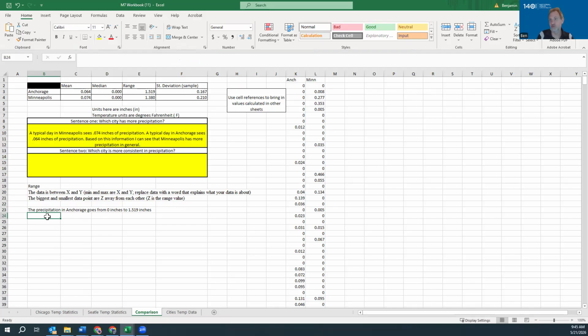Another way to interpret range, I'll do it with Minneapolis. The biggest and smallest values for precipitation in Minneapolis are 1.38 inches away from each other. So these are two different ways to interpret the range. One just states the range number and says this is how far away the top and the bottom are. And the other one actually says that it goes from this value up to this value. And you could say both of them because they are slightly different ways, but they're both good ways to interpret the range.